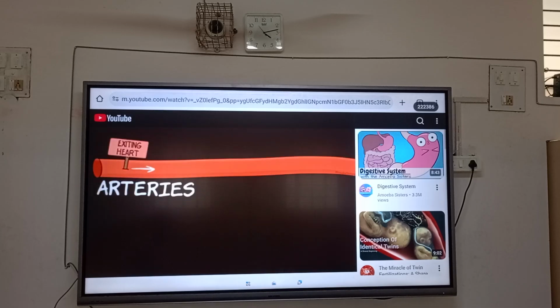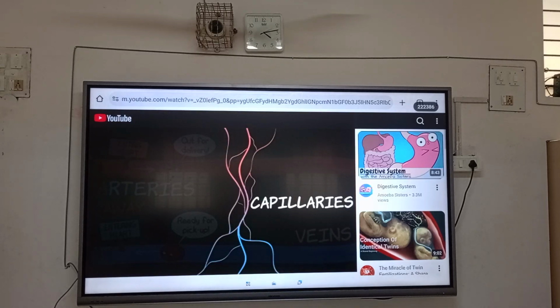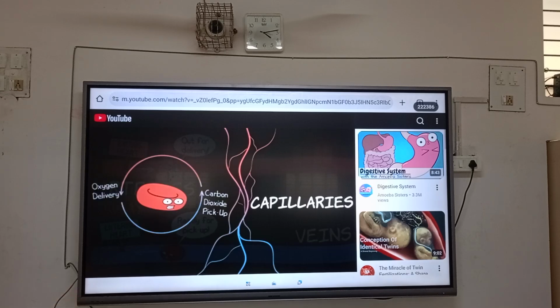Arteries carry blood away from the heart. Think A for arteries. They are typically oxygen rich, but there are exceptions. Veins generally carry blood to the heart. Veins typically are oxygen poor, but there are exceptions. Capillaries are small blood vessels, and it is at the capillary level where oxygen is delivered to organs and tissues and where carbon dioxide is picked up to travel back to the lungs.